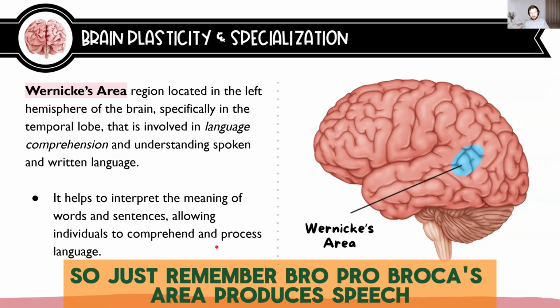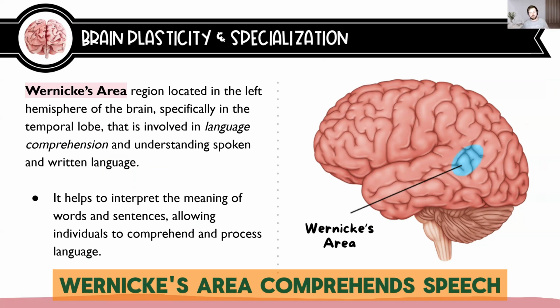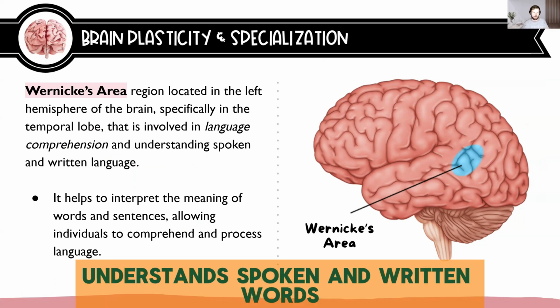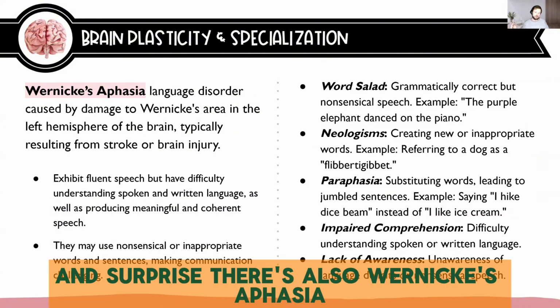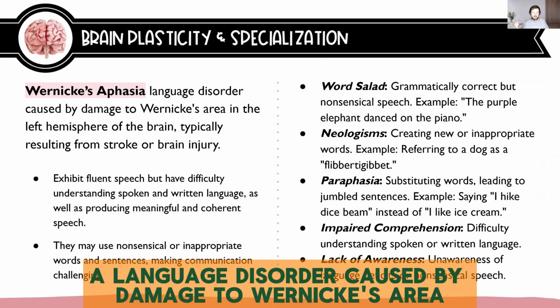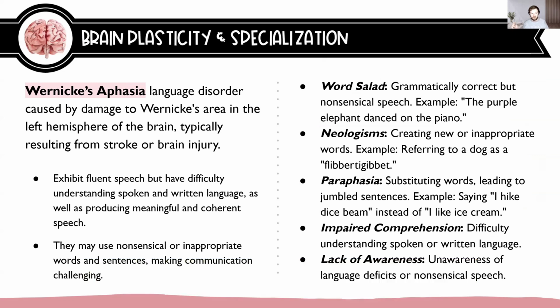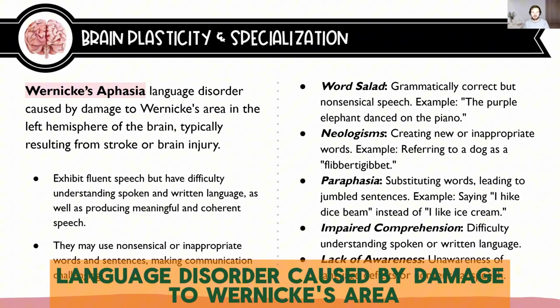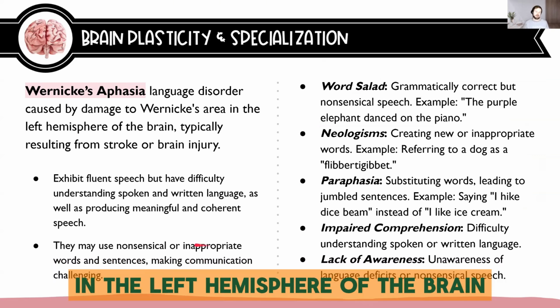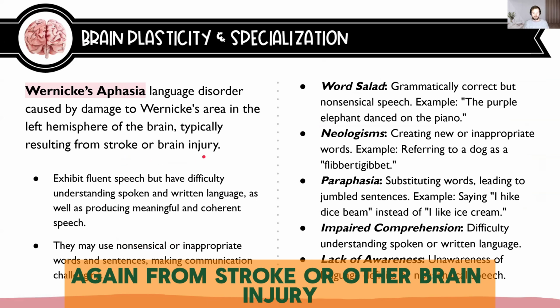So just remember Broca's area produces speech, Wernicke's area comprehends speech, understands spoken and written words. And surprise, there's also Wernicke's aphasia, a language disorder caused by damage to Wernicke's area. Did I say Broca's aphasia? No, I said Wernicke's aphasia, a language disorder caused by damage to Wernicke's area in the left hemisphere of the brain, again from stroke or other brain injury.